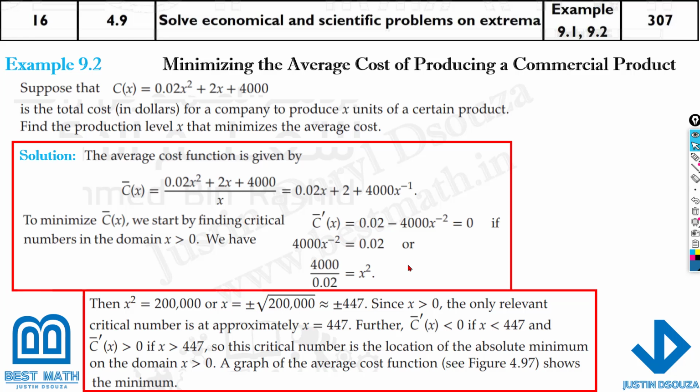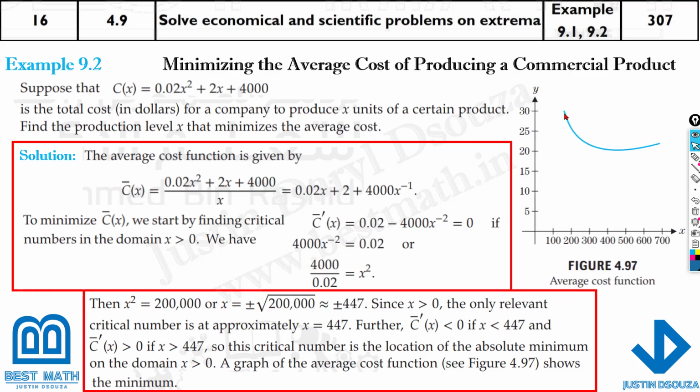Over here, we can see the same thing. We require x to be 447, then we will get the minimum of this cost function. You can see over here it's dipping until 447 units, but then it keeps on increasing again. So somewhere over here is the minimum, and then it goes up again.